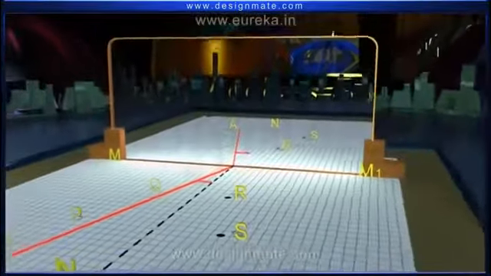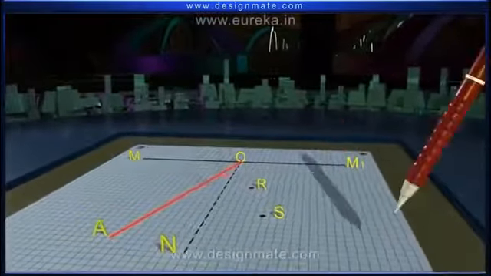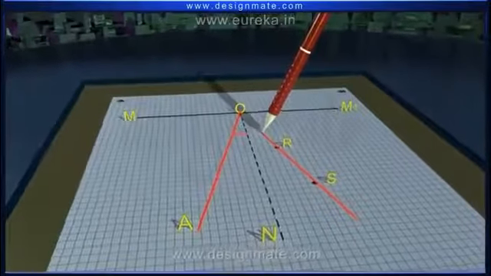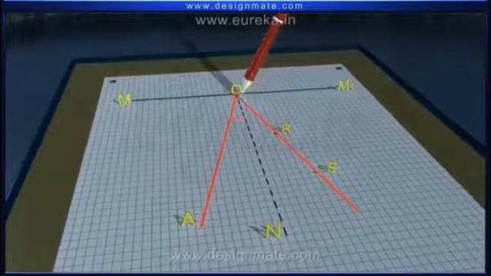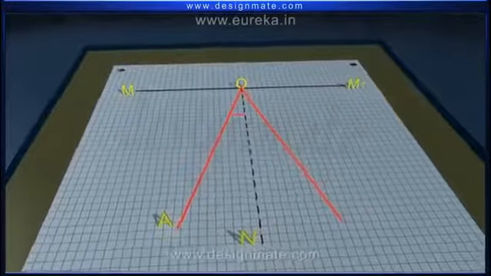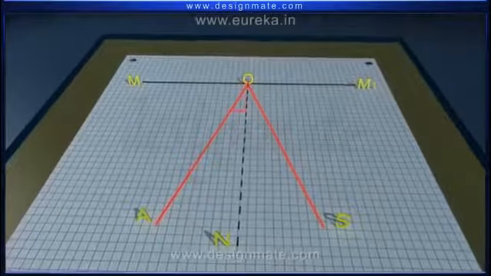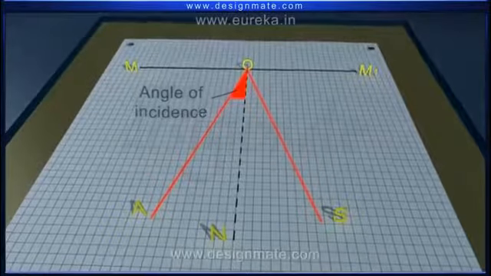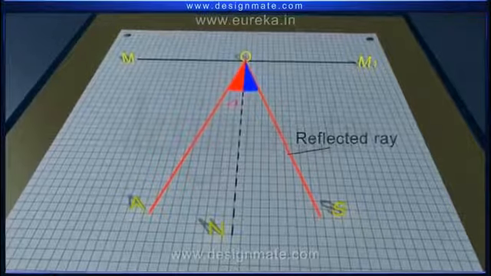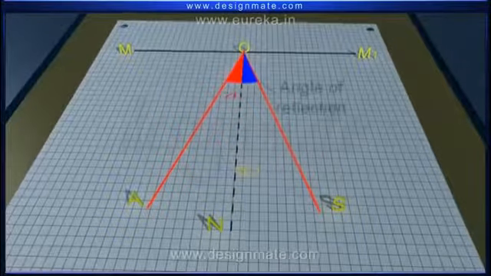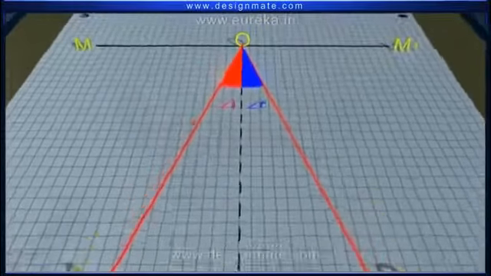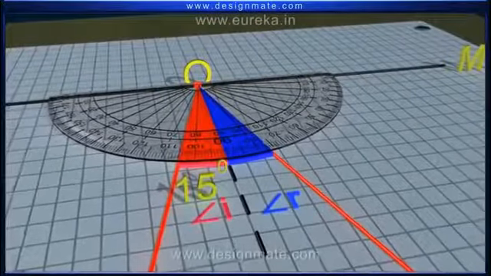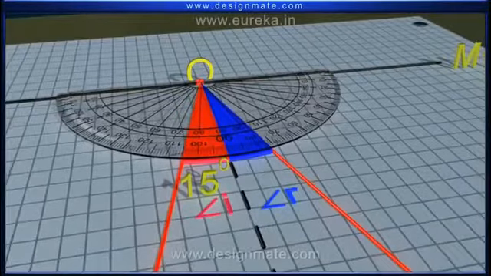Remove all the pins and the plane mirror from the board. Draw a line joining the points R and S, extend it to line MM1 in such a manner that it meets at point O. Now ray OS is the reflected ray. The angle between incident ray AO and normal ON is the angle of incidence. The angle between the reflected ray OS and the normal ON is the angle of reflection. With the help of a protractor, measure the angle of incidence, that is angle I, and the angle of reflection, that is angle R.